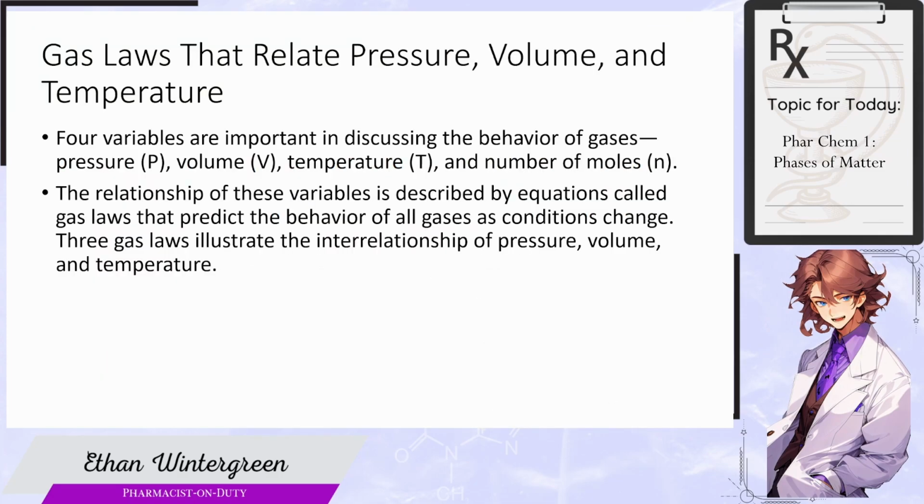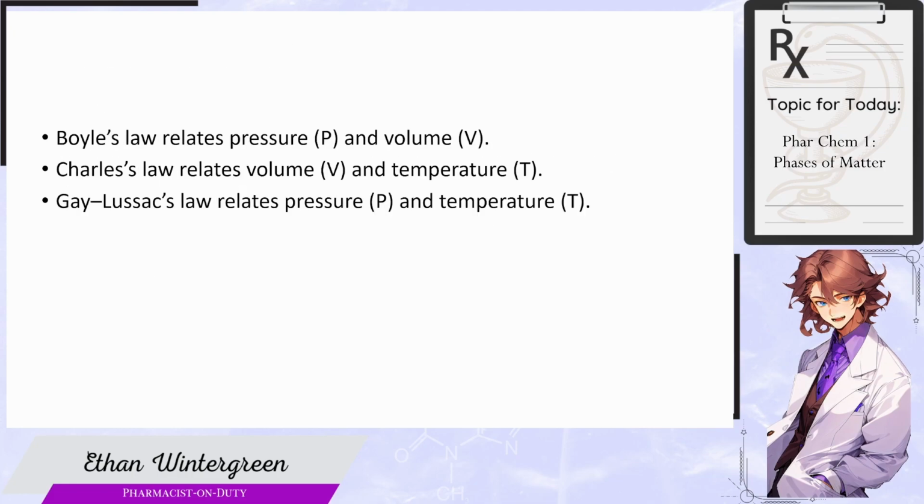So next we have gas laws that relate pressure, volume, and temperature. There are 4 primary variables when we are discussing gases: pressure, volume, temperature, and number of moles. There are laws that describe the correlation between these variables, and these are our gas laws. First we have Boyle's law, which relates pressure and volume. Next we have Charles's law, which relates volume and temperature, and Gay-Lussac's law, which relates pressure and temperature.